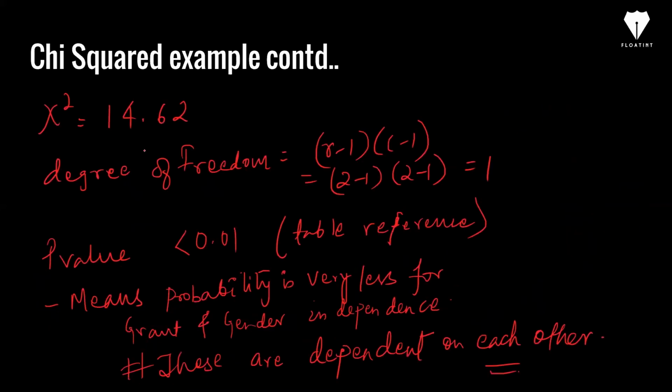I have got this chi-square value as 14.62. Next thing you have to calculate is degree of freedom. All right, for degree of freedom, how do we calculate? I will do r minus 1 into c minus 1. So what is r? R is the number of rows.